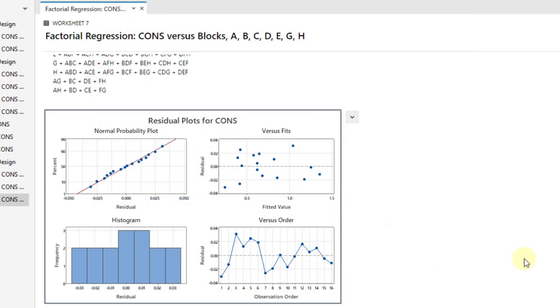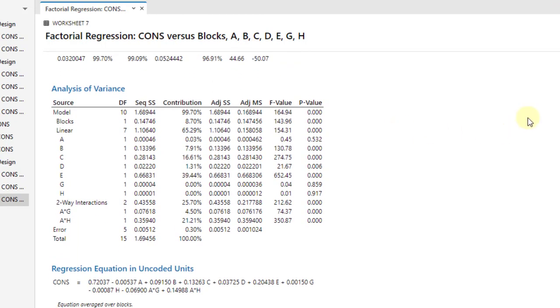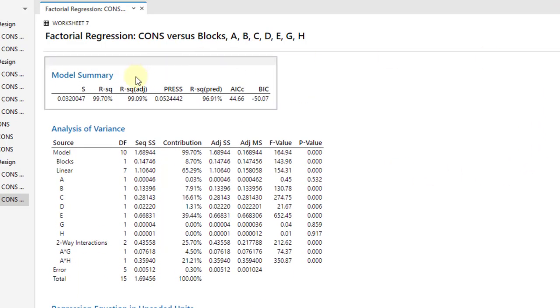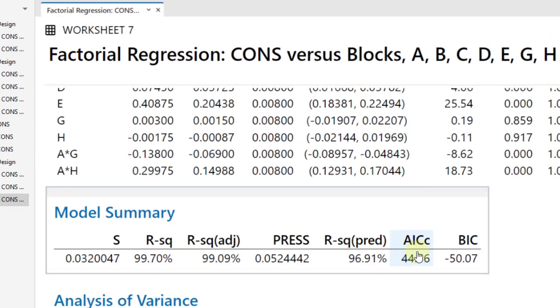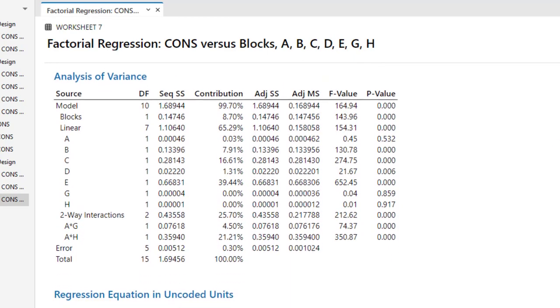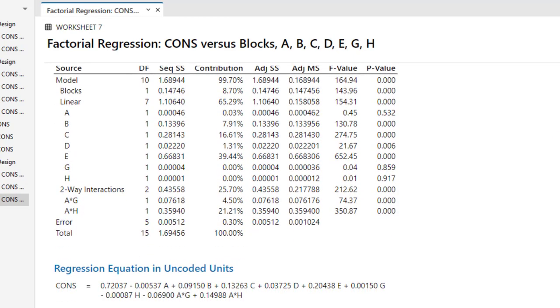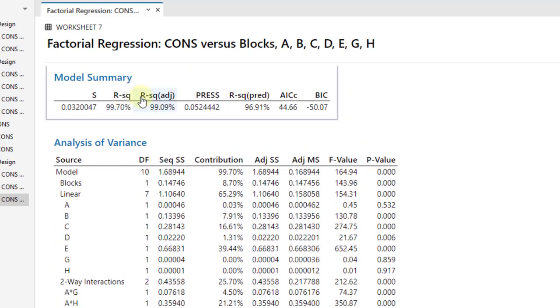Click OK. Now go above and we have to first look at the model summary. The model summary is depicting that 99.70% variation in the model has been explained by the terms that we have included in our model, and those terms are A, B, C, D, E, G, H, and the interaction of AG and AH. So this was the explanation of this model summary. After that we have to look at the ANOVA table.